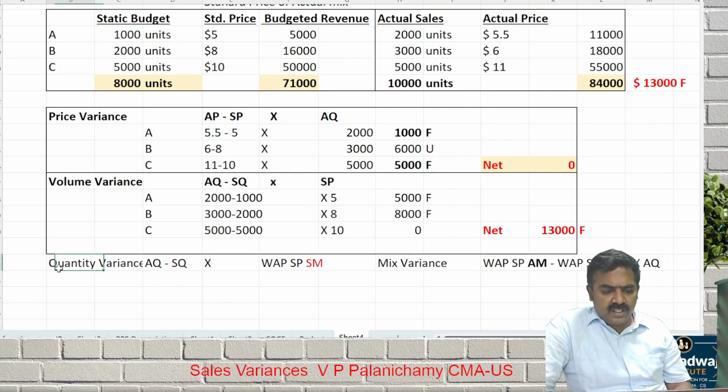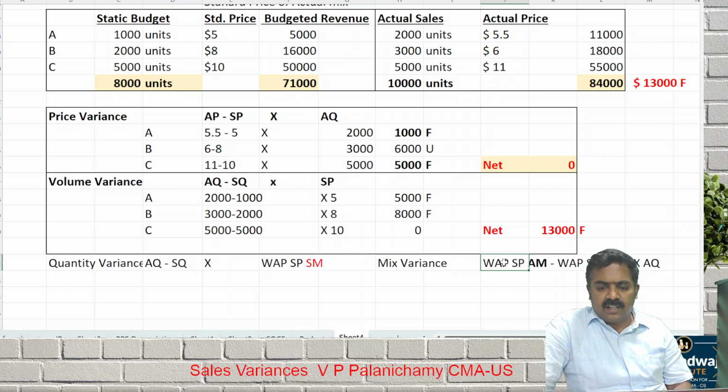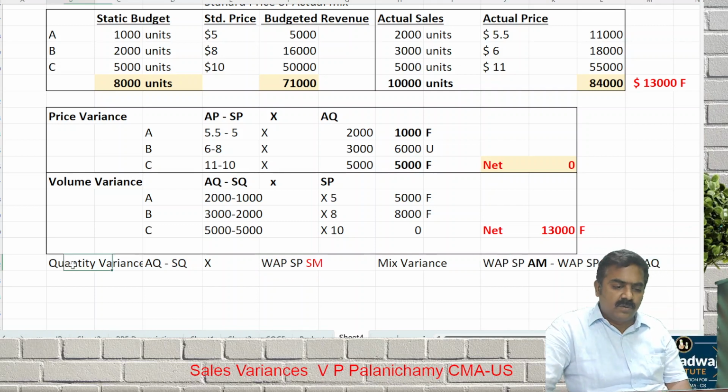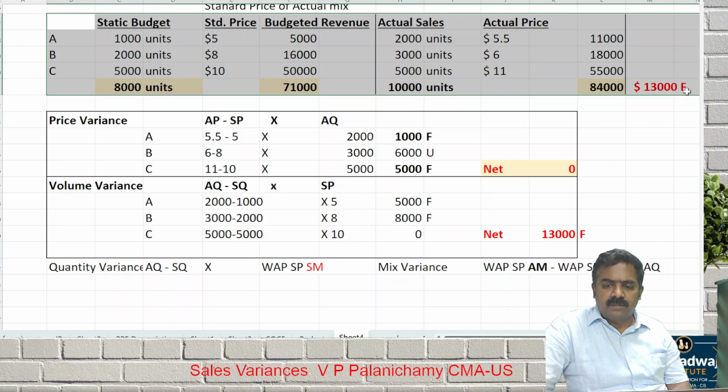Before we go for these variances, we need two things. One is weighted average standard price of standard mix. The other is weighted average standard price of actual mix. Two things we want before we work out. Have we taken up this? Shall we proceed?